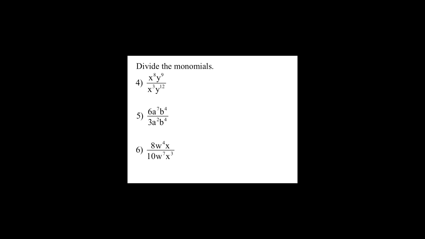All right, now check your work for 4, 5, and 6. At this point, I'm going to let you just check your answers. You should have ended up with x to the 5th over y to the 3rd for number 4. Number 5 is 2a to the 5th, b to the 0, which simplifies to 2a to the 5th.